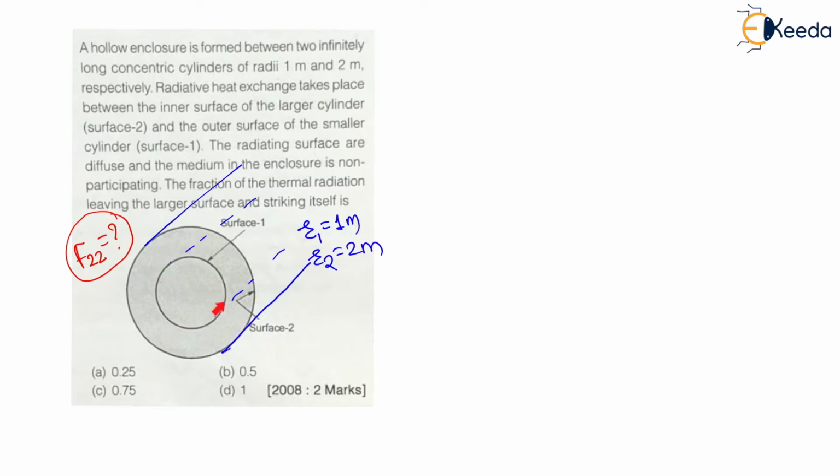Now for this inner surface, the F11 will be 0, that already we have seen in theory lectures. Therefore, as per shape factor addition law, F11 plus F12 is equal to 1. Therefore, we can say F12, the fraction of radiation leaving from 1 and falling on 2, F12 is equal to 1. Sorry, here it is equal to 1, as F11 is 0.